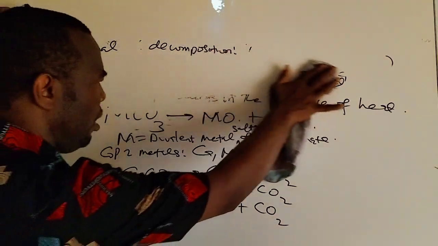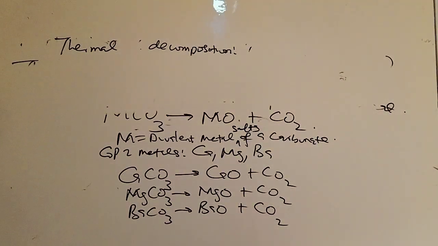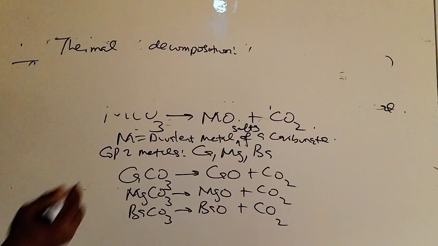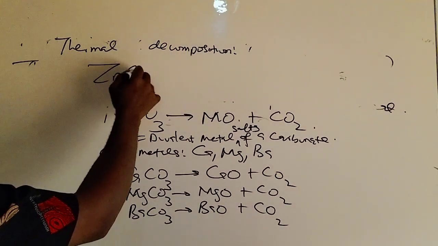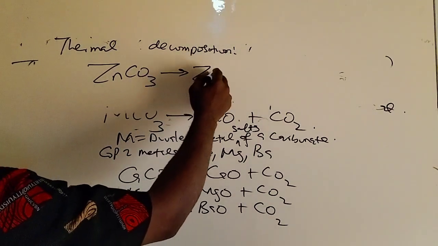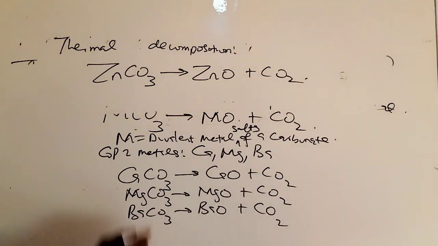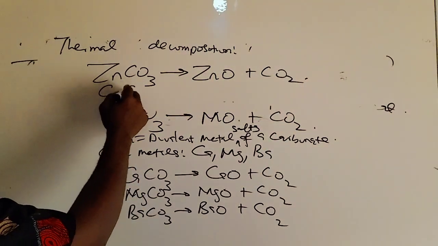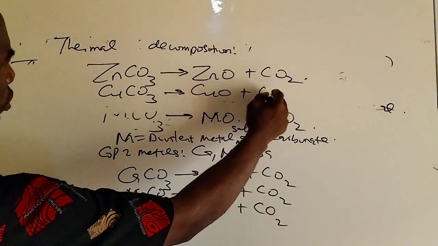But you should know that the group 2 elements are not the only divalent metals. There are some metals that are not in group 2 that are divalent, like zinc. Zinc is in the D block. The valency is 2. So when you heat zinc carbonate, it will still decompose in this form: zinc oxide and CO2. Another divalent metal we encounter is copper. Copper has a valency of 2 and gives you copper oxide and CO2.